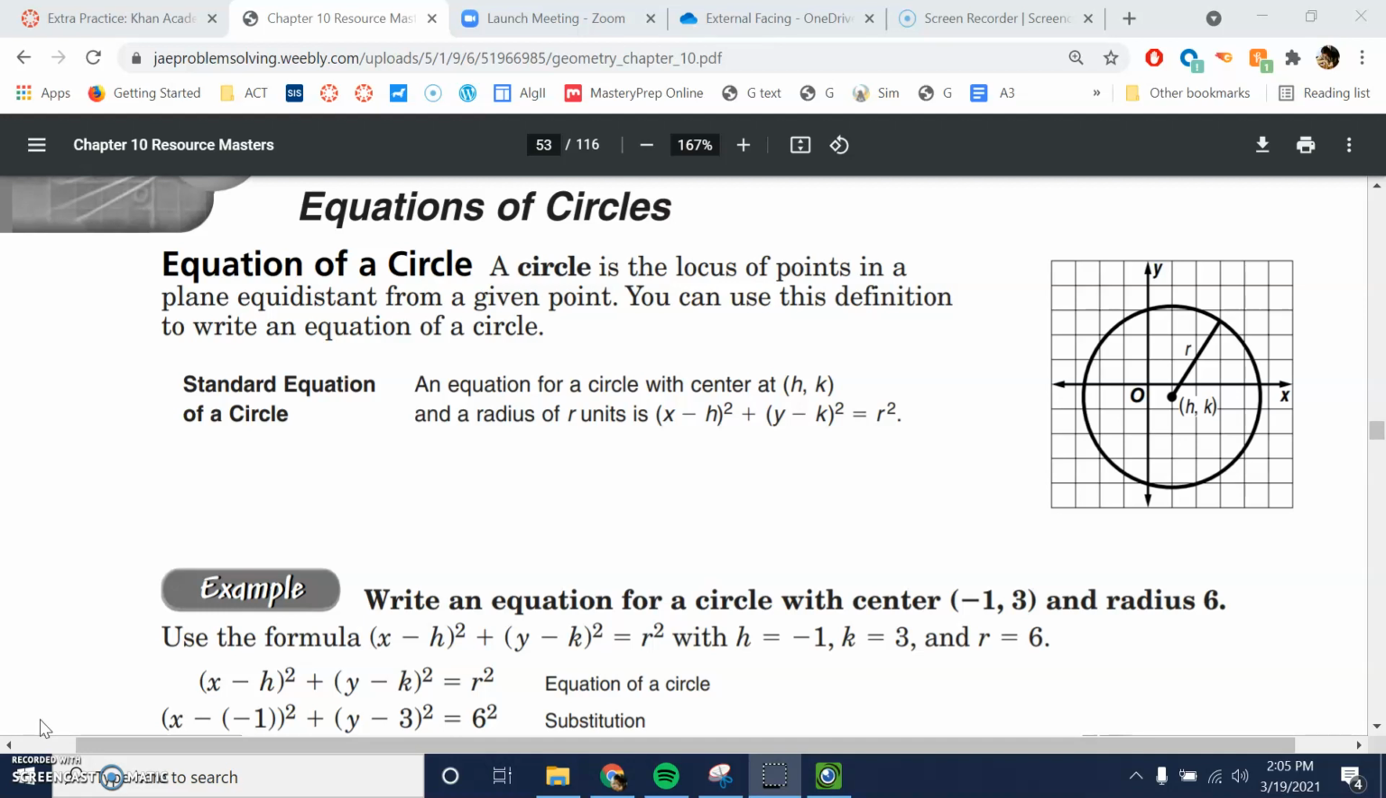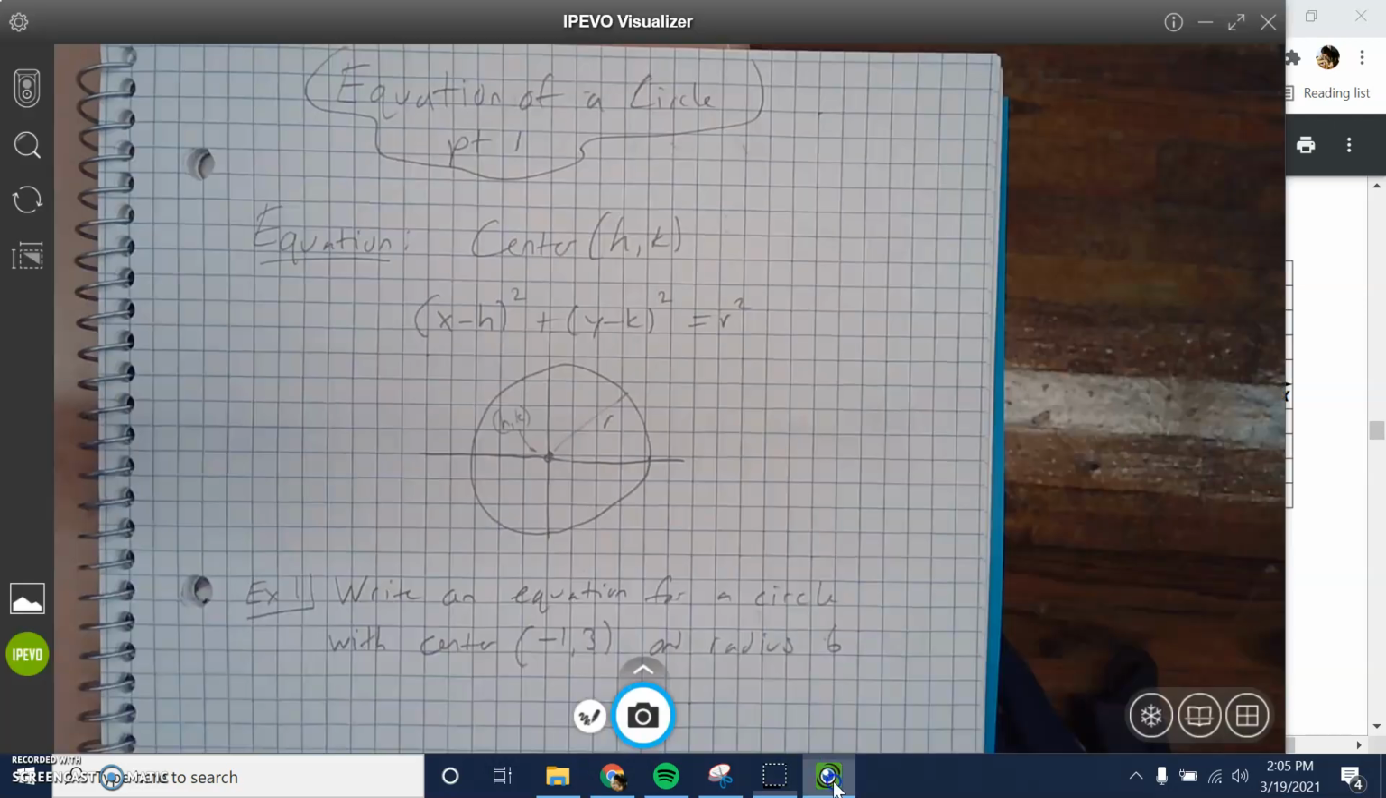Okay, so we went over the basics of circles and area and circumference last week, so now we're going to go over equations of circles on a coordinate plane like this. Okay, so standard equation of a circle. An equation of a circle with center HK. What does that mean? Well, in a radius of r, okay, radius stands for r, is x minus h squared plus y minus k squared equals r squared. Okay, so let's write this down and copy it down.